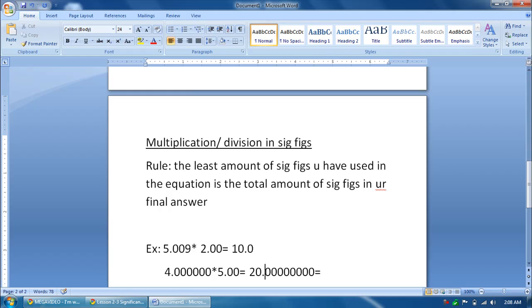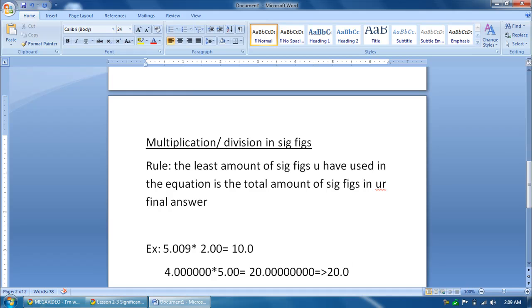So let's count out 3 sig figs. You got 2 as 1, you got 0 as 2, and you got another 0 after the decimal. Since it's trailing, the 0 after the decimal becomes a significant figure. So it's 20.0. 20.0, and that's your final answer in sig figs.